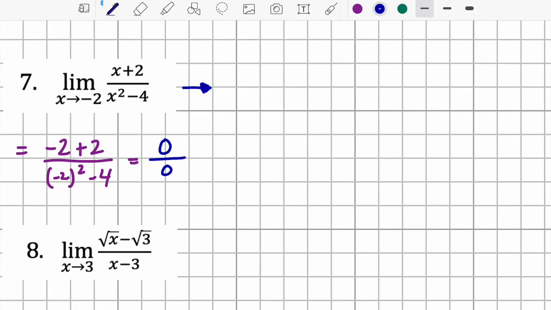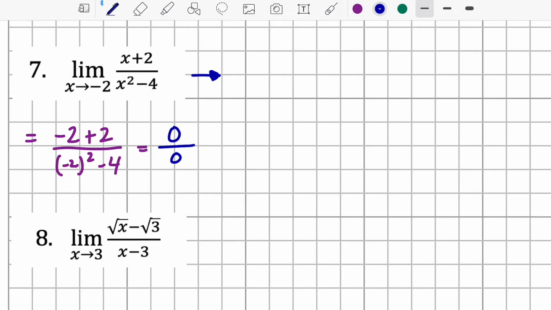Anytime you use direct substitution, and your numerator is 0 and denominator is 0, that's called an indeterminate form. And what that means is that we have to somehow manipulate the function so we'll get a limit. So now, I noticed that x squared minus 4 is a difference of 2 squares, and we can actually factor it. So let's factor that.